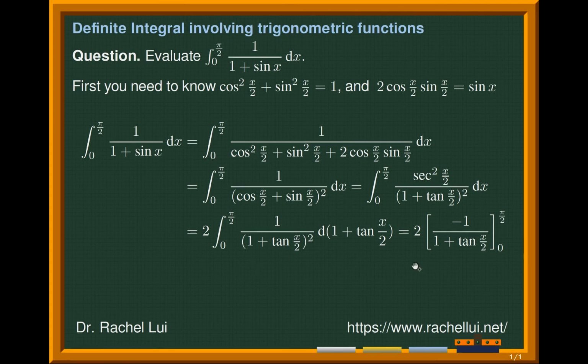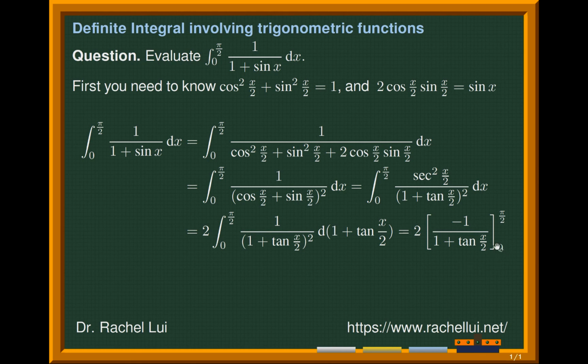So we have 2 times negative 1 divided by 1 plus tangent of pi over 2 divided by 2. Pi over 2 divided by 2 is pi over 4. Tangent pi over 4 is 1. Negative 1 divided by 1 plus 1 is negative 1 half. Negative 1 half multiplied by 2 is negative 1. So when we substitute pi over 2, the first term that we have is negative 1.